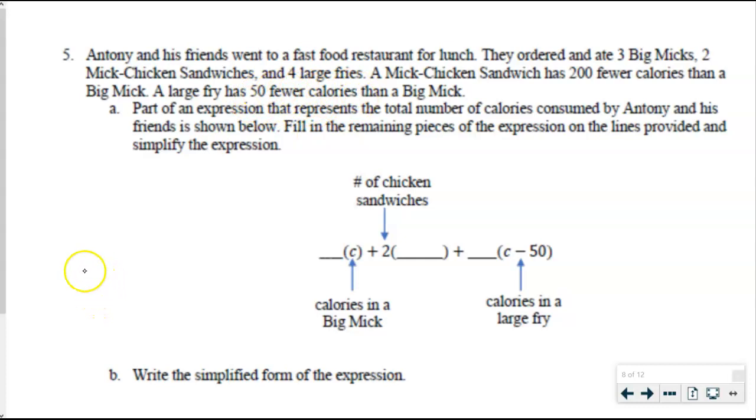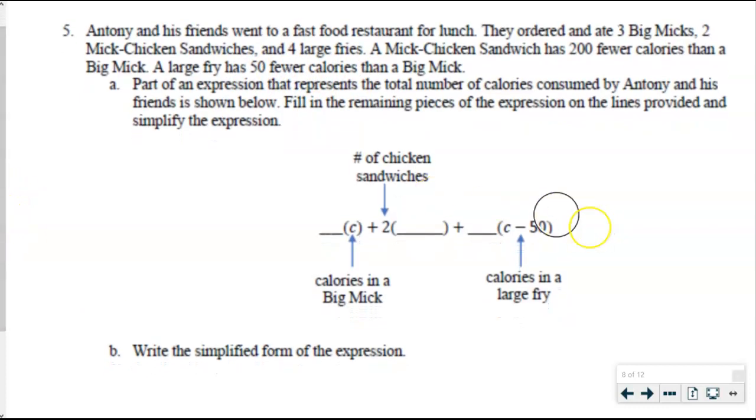Since we are writing these expressions, you can see that the structure, most of that expression is already written, but we need to understand what we're looking at and how it relates to the story so that we can fill in these blank spots. And that's what it says. Part of an expression that represents the total number of calories consumed by Anthony and his friends is shown below. Fill in the remaining pieces of the expression on the lines provided and simplify the expression.